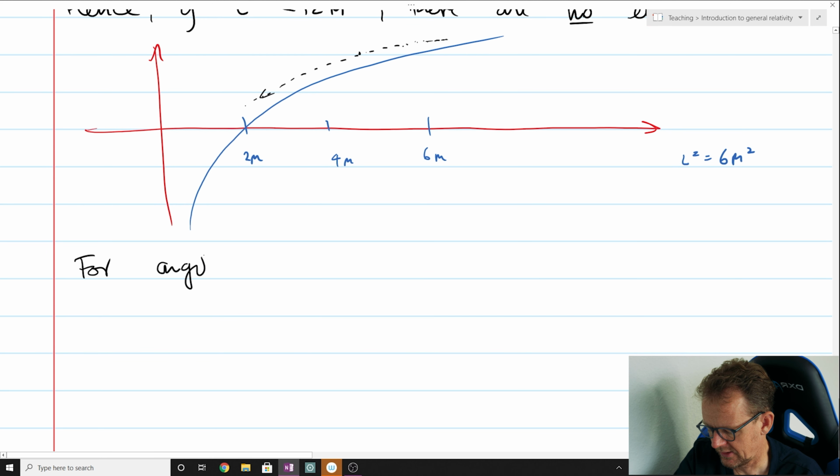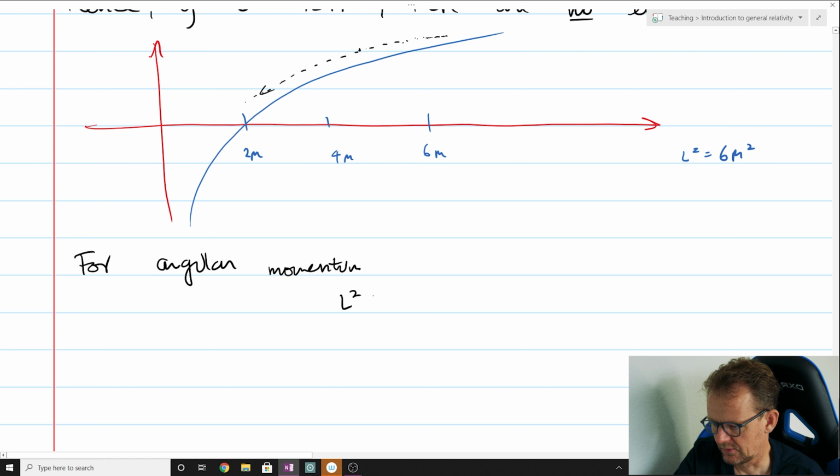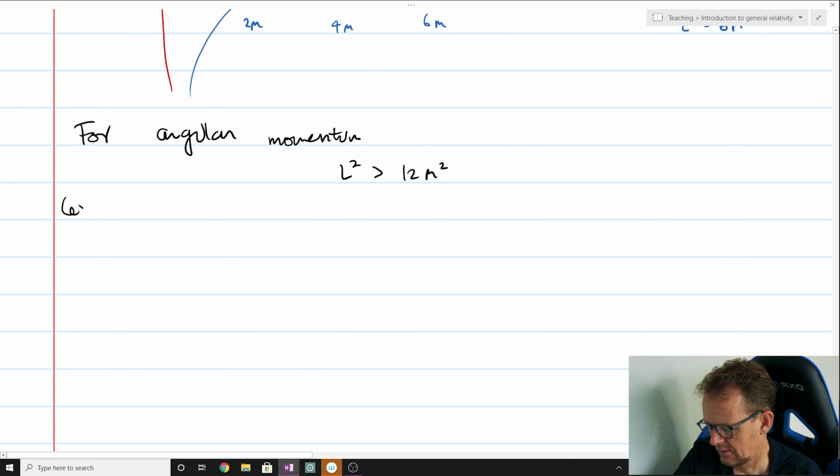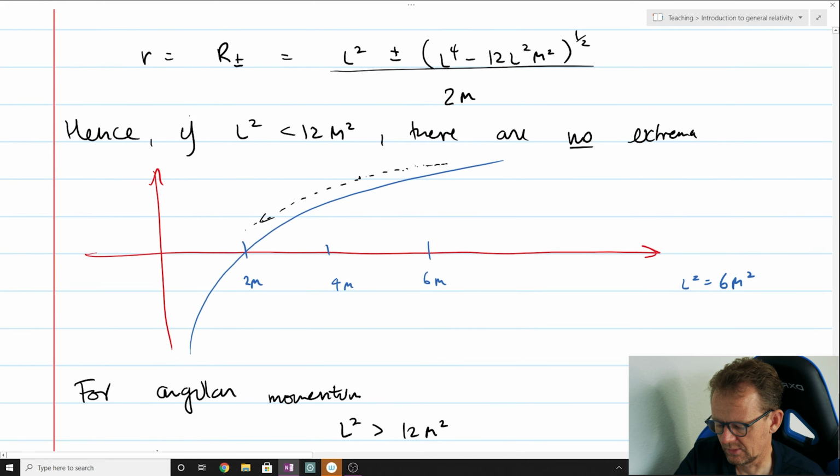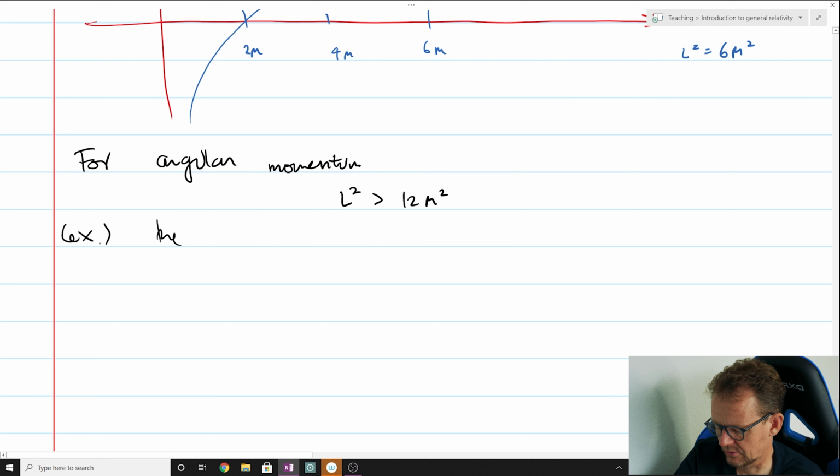Now, if you've got enough angular momentum, in particular more than 12m squared angular momentum, then you can find the extrema according to that formula, right? Nothing's changed, the formula is still correct. But you could work out that one extrema is a minima and one is a maxima. You just have to do the second derivative to work out which one's a minima and which one's a maxima, or you just look at the plot.